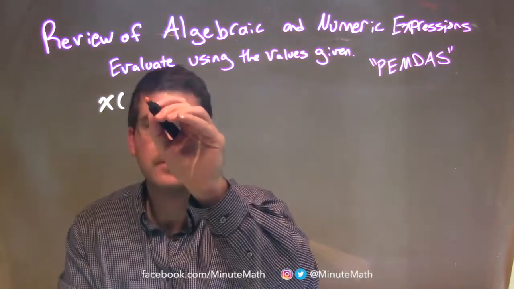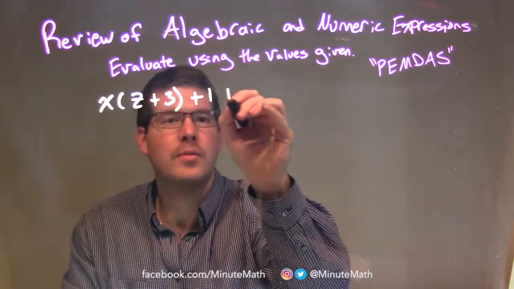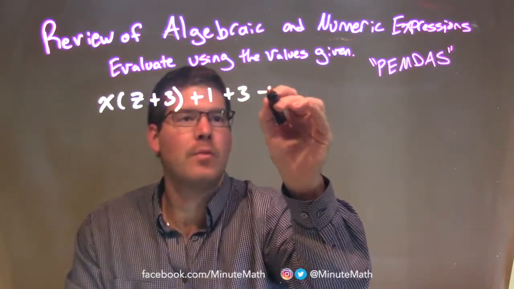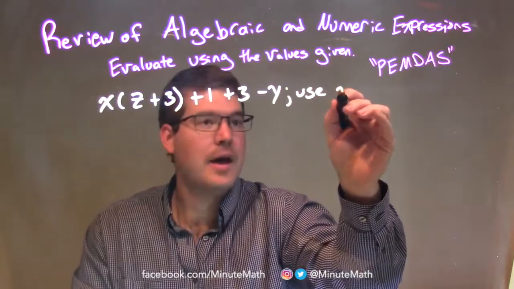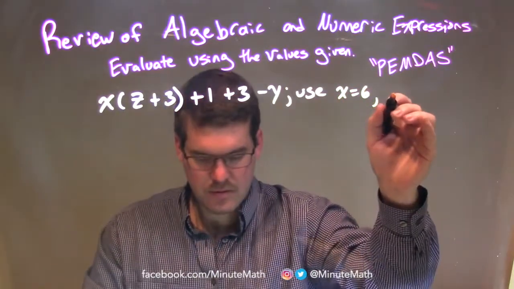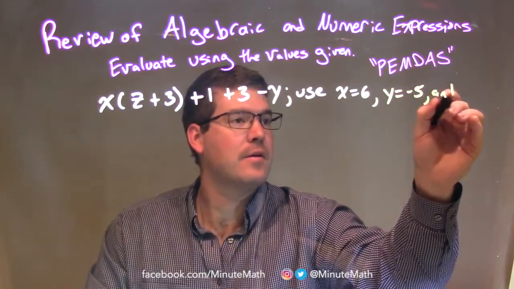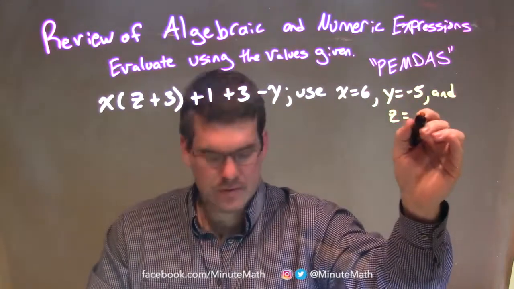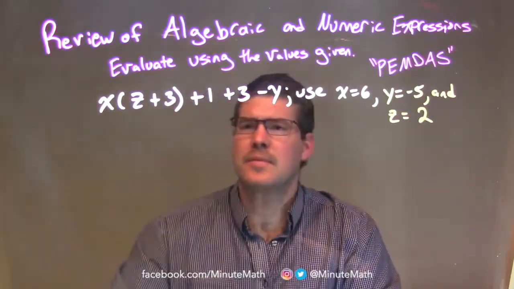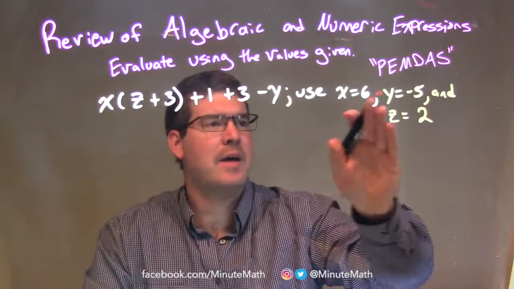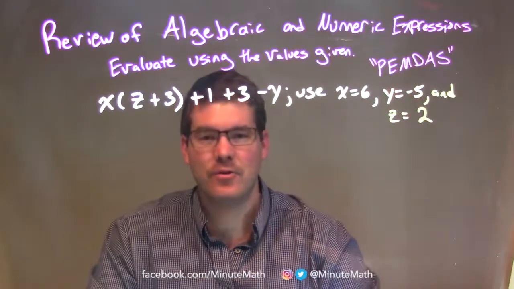X times z plus 3 plus 1 plus 3 minus y. We had to use x to equal 6, y to equal negative 5, and z to equal 2. Okay? Well, what I want to do now is I'm going to take my expression, and every single time I see an x, y, or z, I'm going to substitute in the corresponding number, 6, negative 5, and 2.